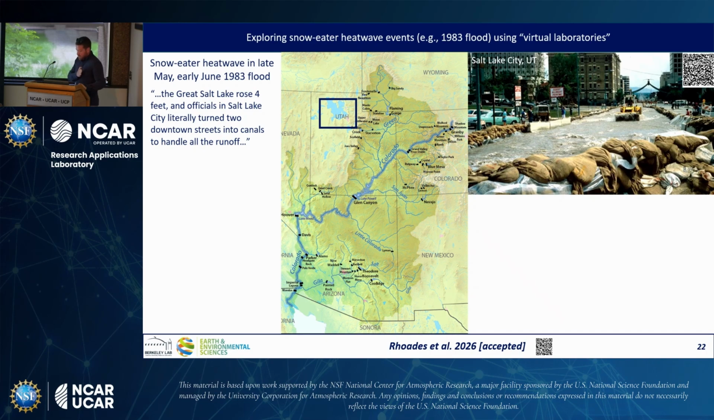So basically what happened is that there was a healthy snowpack season in 1983, and it built up to pretty high levels. And then during this late May, early June period, it rapidly ablated and came downstream throughout the upper Colorado. And the Great Salt Lake rose by about 4 feet, which is pretty remarkable after this event. And places like Salt Lake City had to create artificial canals in the middle of the city to convey that water out of downtown.